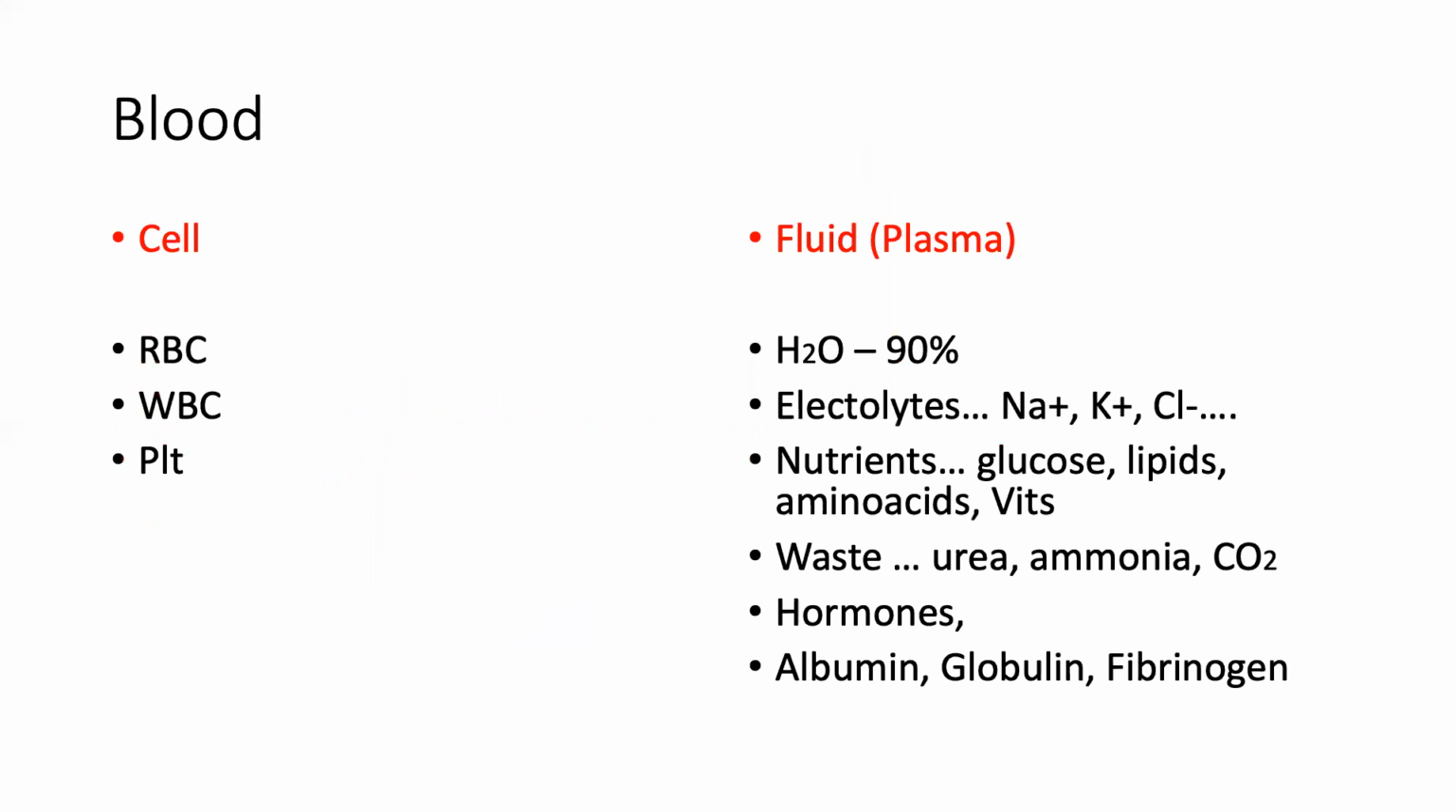So now I'm going to elaborate on the plasma of blood. Of course, plasma is fluid. It is made of water. 90% of plasma is water. It also contains electrolytes such as sodium, potassium, chloride. It contains nutrients like glucose, lipids, amino acids, and vitamins. In the plasma, there will be urea, ammonia, dissolved carbon dioxide, all the hormones, and plasma proteins. The proteins present in the plasma are known as albumin, globulin, and fibrinogen.